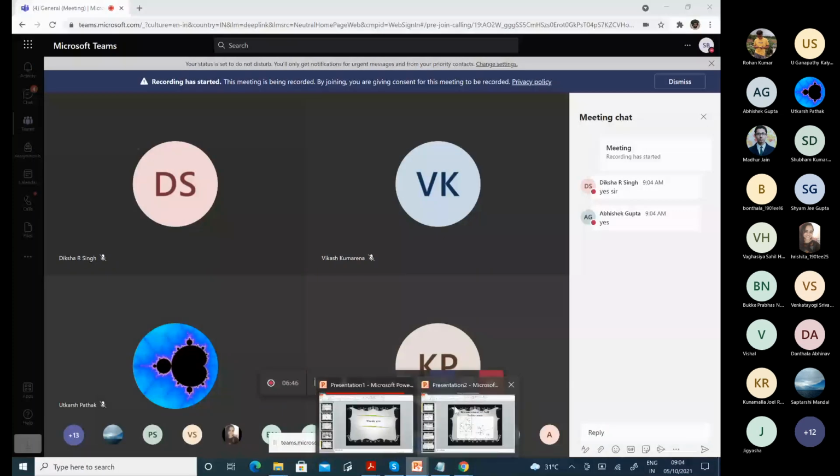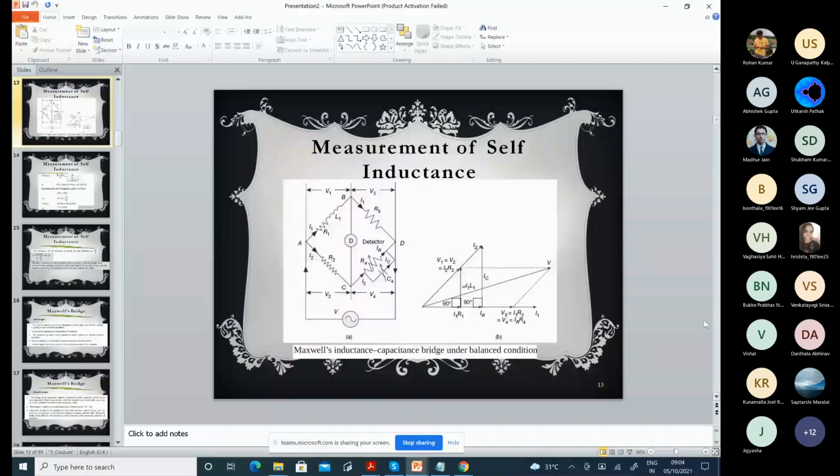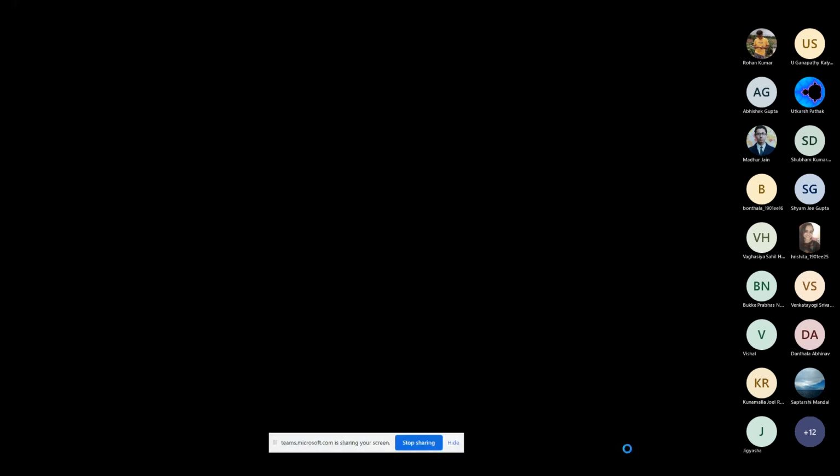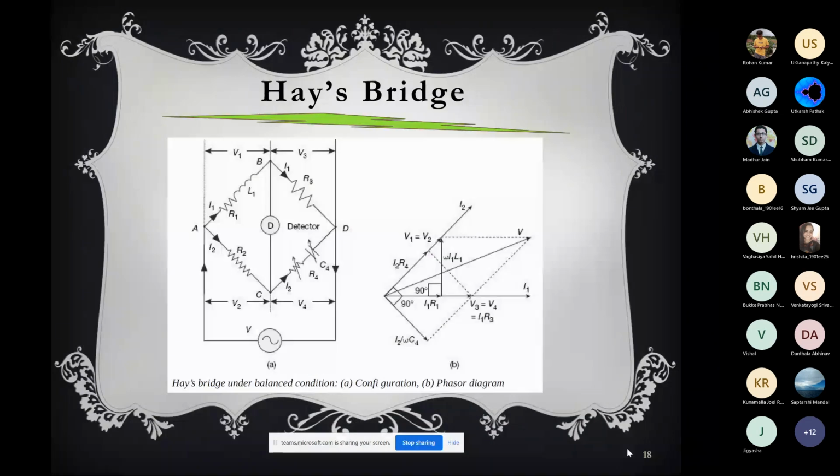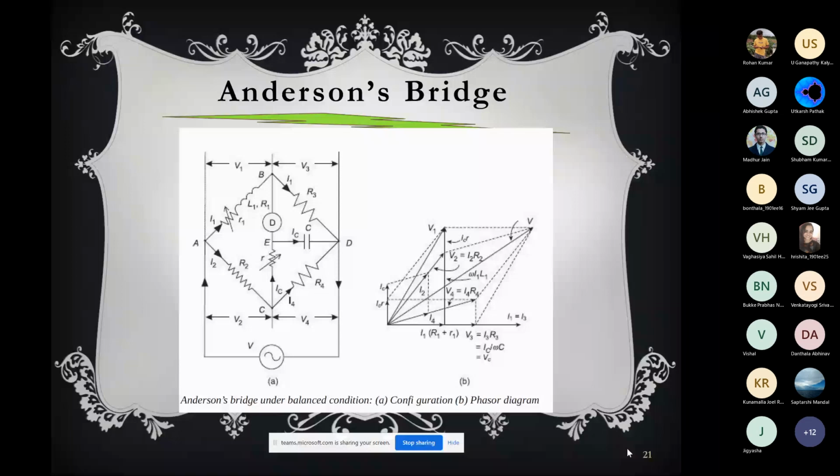Last class, what we read was the measurement of inductance by means of bridge circuits. A few bridges we read, and the Anderson bridge also we read. Now quickly we'll go through it again and then move to another bridge, so that there are various methods of measuring inductance. So here is the Anderson bridge.